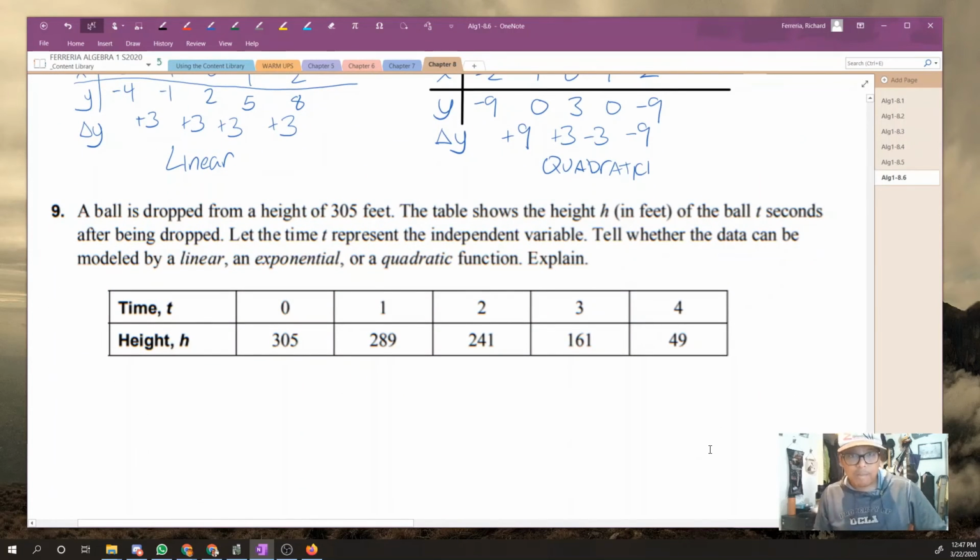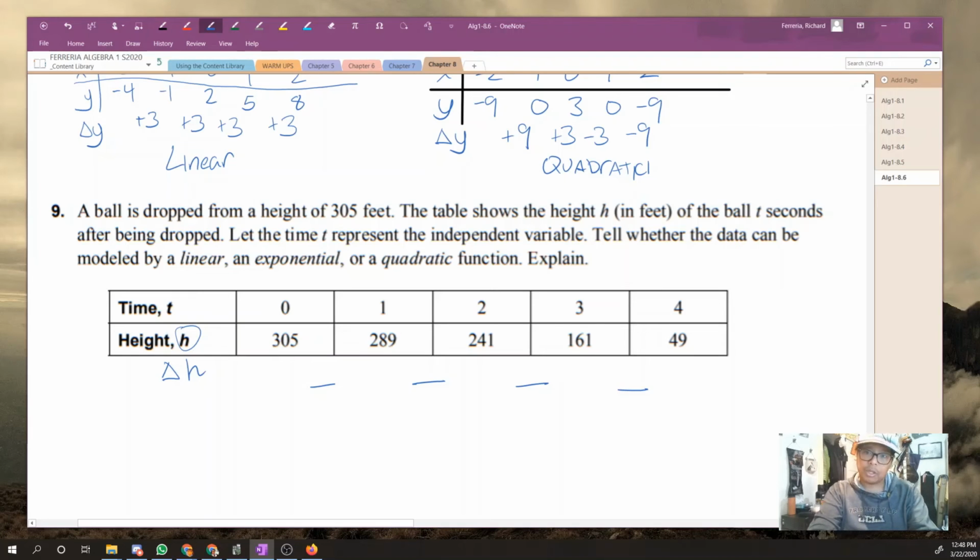A ball is dropped 305 feet. The table shows the height. Let t represent the independent variable. Tell whether the data is modeled with a linear, exponential, or quadratic. So the first thing I want to do is a delta. Now I would say delta y, but the dependent variable here is h. So we're looking at a delta h, a change in h. Go ahead and write that. Delta h, delta h, delta h, delta h.